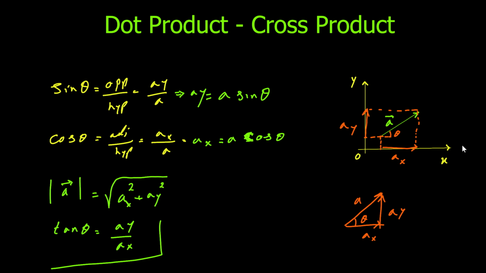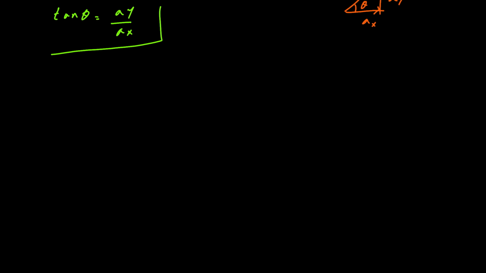Let's go ahead and start with the dot product. So what is the dot product? Let's say we have two vectors u and v. Vector u is equal to u1 and u2, and vector v is v1, v2, and we want to do the dot product of u and v.